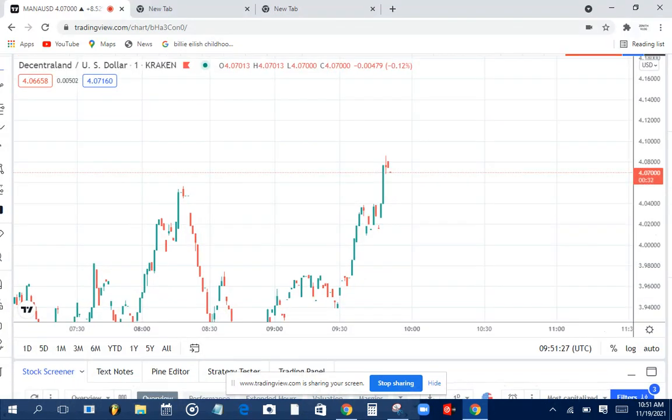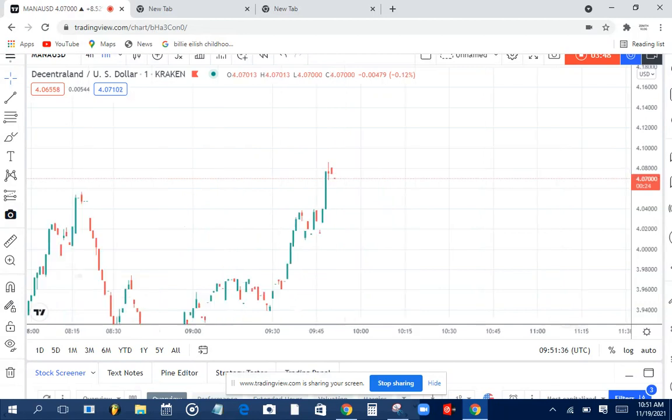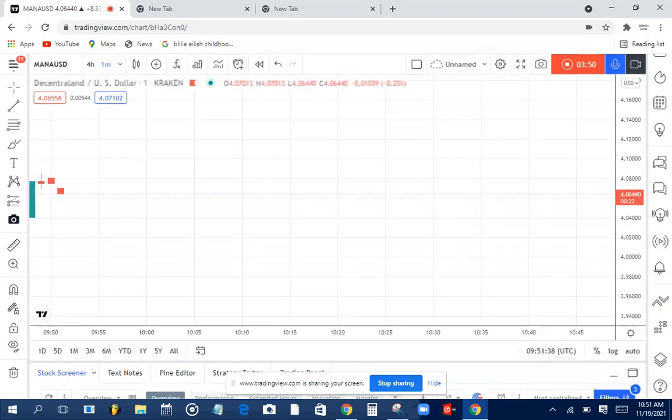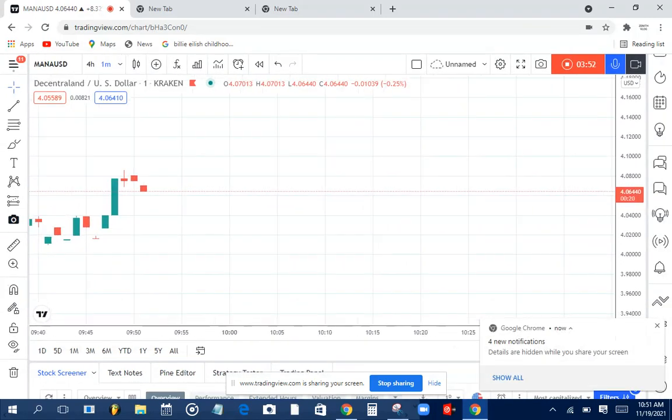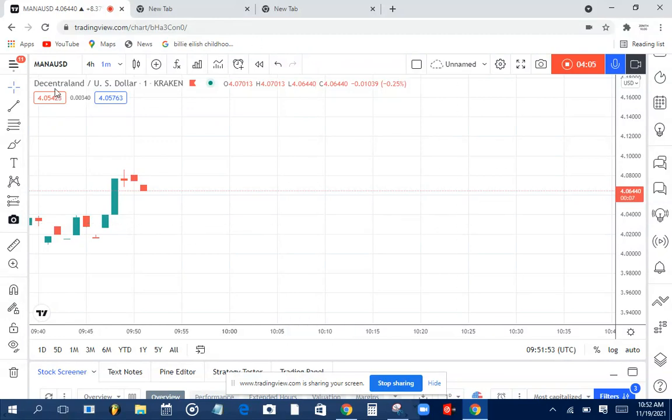For example, this is Mana USD. You can see it says Mana Decentralized Stock USDT, Kraken. All right, so Kraken is like an exchange. Kraken is the software, or let me say the service or the server behind this particular chart we are seeing. So if you go to Mana or Mana USDT, you're going to see other options.